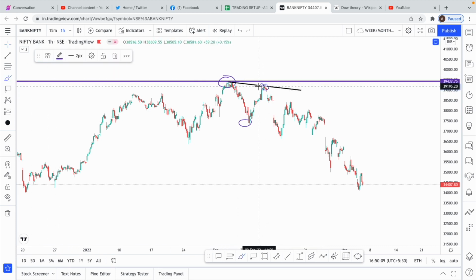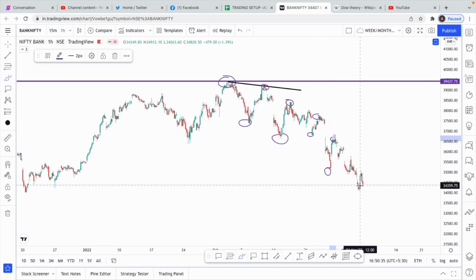Why lower high? This is 39,100. This is 39,400. Then when we fell, we made a new lower low. We broke this low and came down. Again when we went up, we made a lower high. Again over here, it looked like we made a higher high, higher low, but the high was still a lower high. Then we got this dip, we made a lower low, lower high.